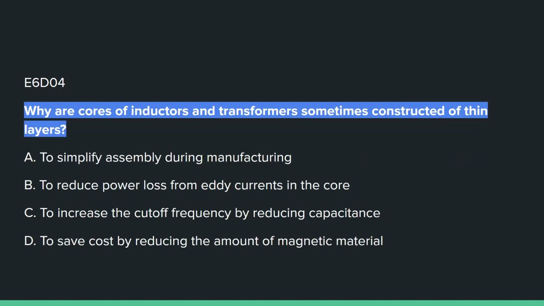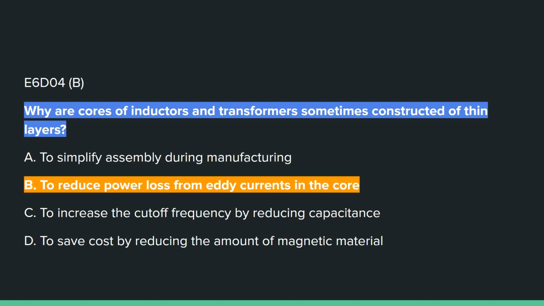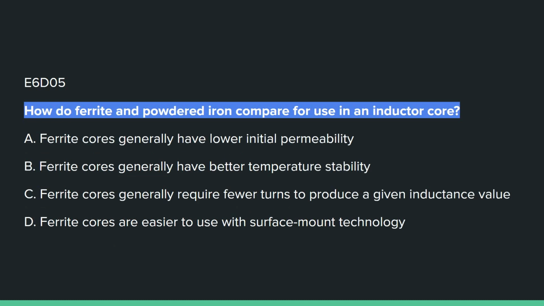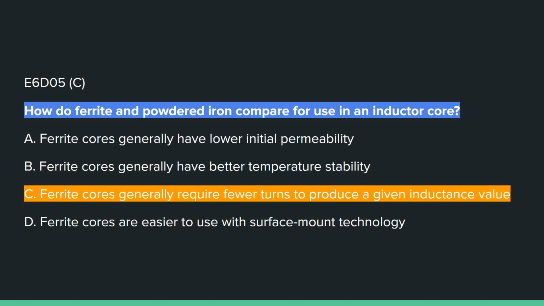E6D04, why are cores of inductors and transformers sometimes constructed of thin layers? B, to reduce power loss from eddy currents in the core. E6D05, how do ferrite and powdered iron compare for use in an inductor core? C, ferrite cores generally require fewer turns to produce a given inductance value.